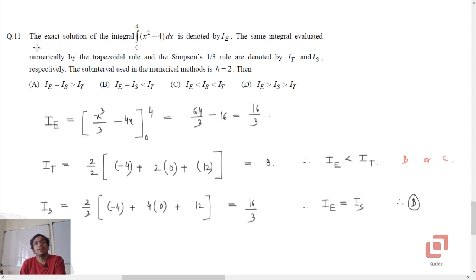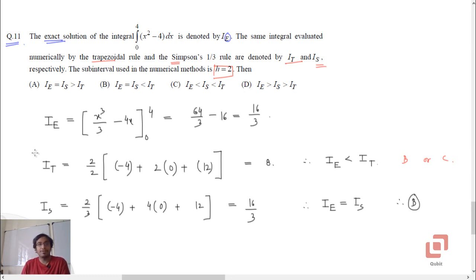Question 11, the one and the only question from the numerical methods topic. The exact solution of the integral from 0 to 4 of x squared minus 4 with respect to x is denoted by IE. The same integral evaluated numerically by the trapezoidal rule and Simpson's 1/3 rule are denoted by IT and IS respectively. The subinterval used in the numerical methods is h equal to 2. Then we are given some inequalities and equalities.